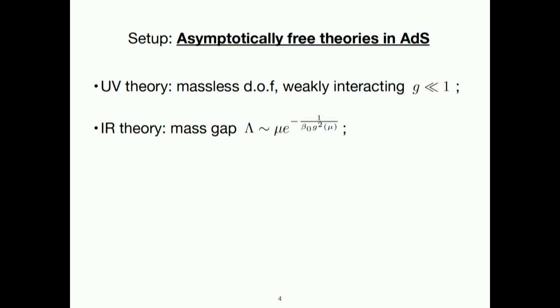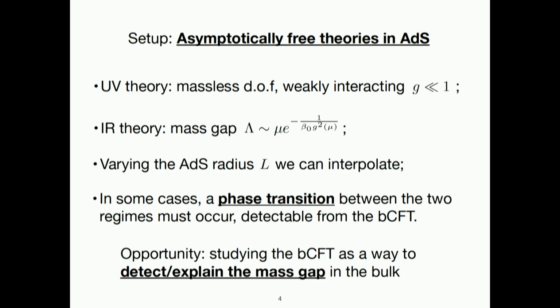Okay. And the particular setup I would like to apply this to is the case of asymptotically free theories. So we imagine that in the UV we have some description in terms of some massless degrees of freedom, which are weakly interacting with each other with some small coupling g. However, in the IR, the theory goes to strong coupling and develops some mass gap, which we can imagine proportional to the dynamically generated scale. And then the idea is to vary the AdS radius and interpolate between these two different regimes.